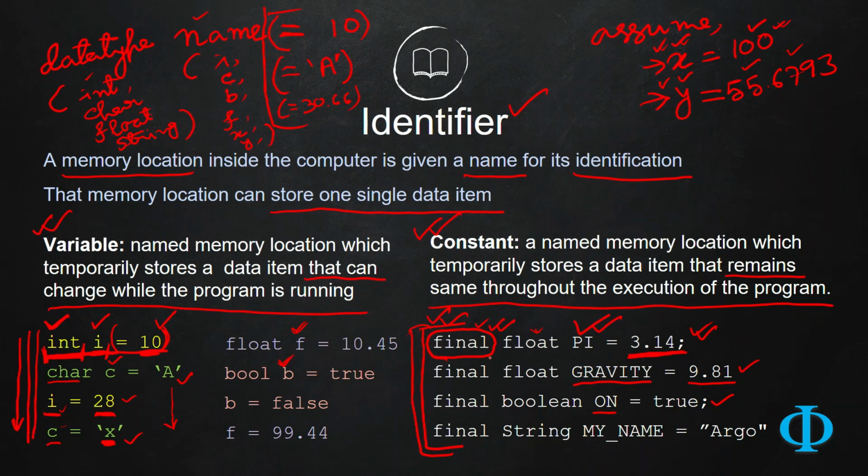So here final float pi equals 3.14 means the final value of pi is 3.14 and you are not allowed to change it. Similarly, final float gravity equals 9.81 means the final value of this gravity identifier is 9.81 and you are not allowed to change it. Similar for the other constants also. Now in the next video, we are going to clarify the concept of both variable and constant through a demo Java program.